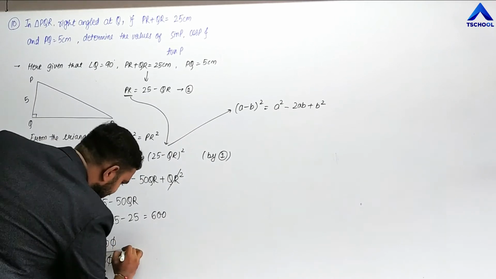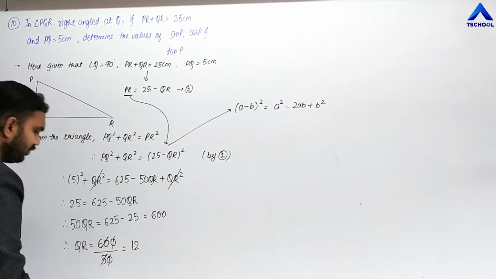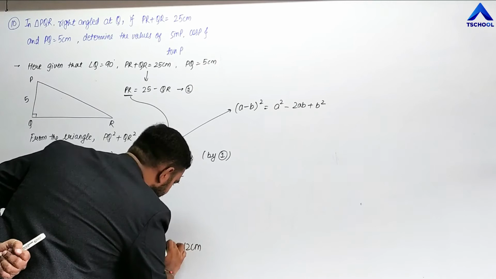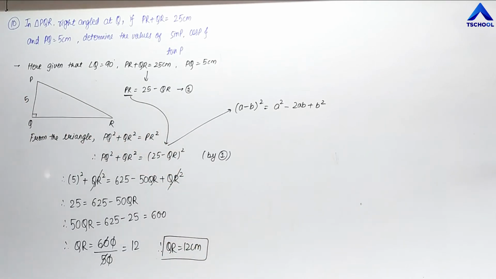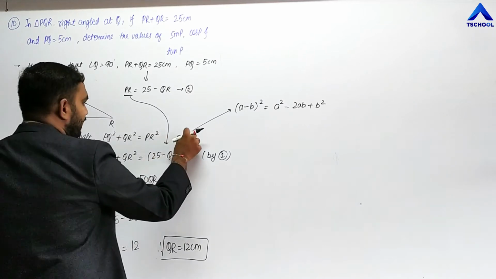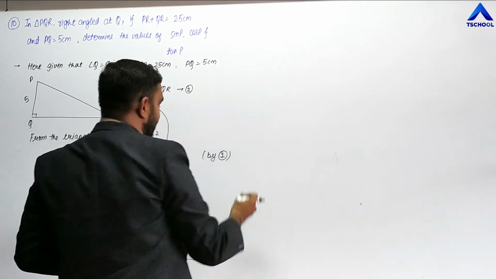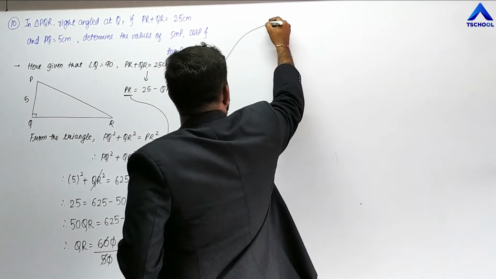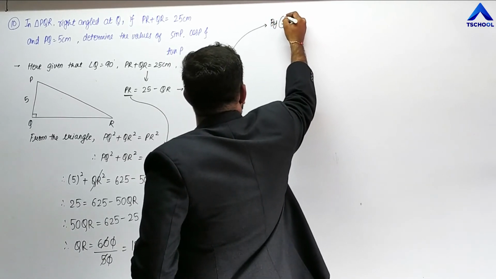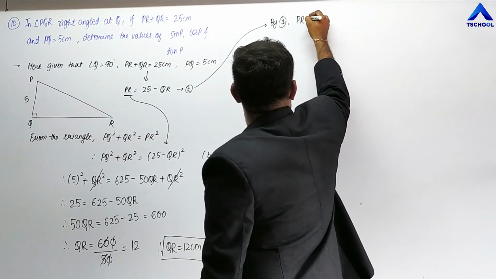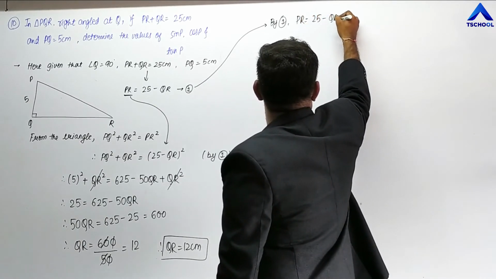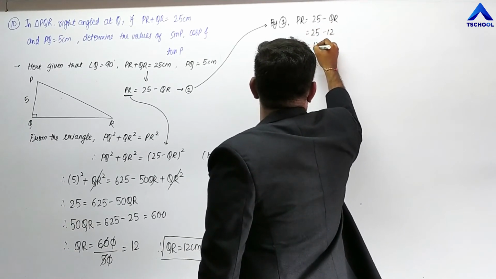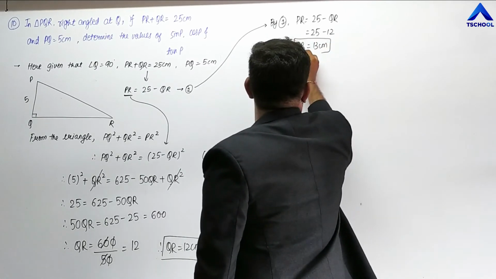One of the 0 can be cancelled and hence we get 5 into 12, that is 60. Therefore QR is equal to 12 centimeter. Okay, so we got QR as 12 centimeter and now we will find out PR. Therefore by equation number 1 we get PR is equal to 25 minus QR, which is 25 minus 12, hence PR is equal to 13 centimeter.